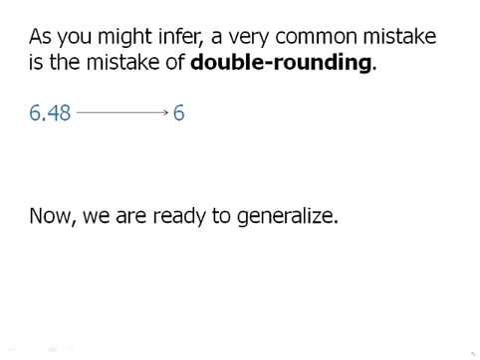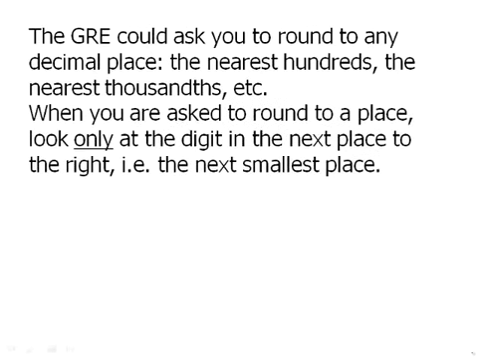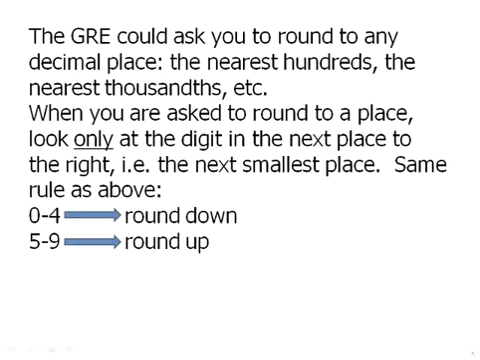Now we are ready to generalize. The GRE could ask you to round to any decimal place, the nearest hundreds, the nearest thousandths, etc. When you're asked to round to a place, look only at the digit in the next place to the right, the next smallest place. The same rule as above, 0 through 4 rounded down, 5 through 9 rounded up.